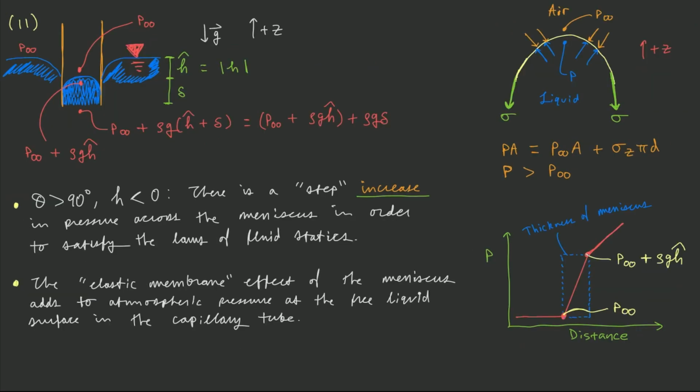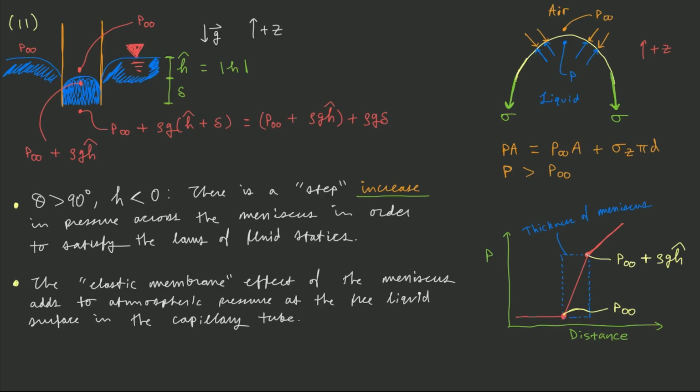So in this case, we have a very similar but somewhat different situation where when theta is greater than 90, such that h is negative and the liquid in the capillary tube retreats below the free ambient surface, there's a step increase in pressure across the meniscus in order to satisfy the laws of fluid statics. And we can see that here we have P infinity above the meniscus, and then we cross the meniscus, and the pressure right below the meniscus is P infinity plus rho g h hat, where h hat is just the magnitude of h. So we have that step increase in pressure, and again, once we get to this point right below the meniscus, the standard laws of hydrostatics apply.